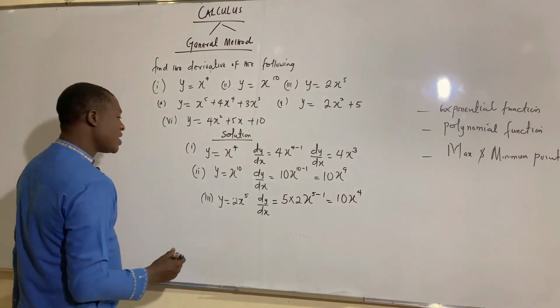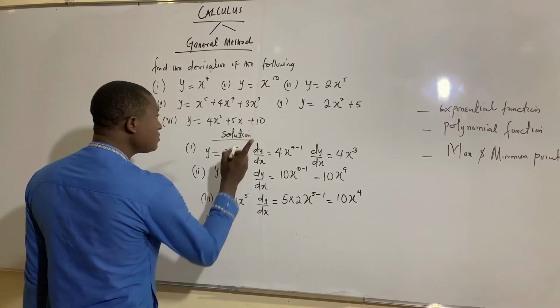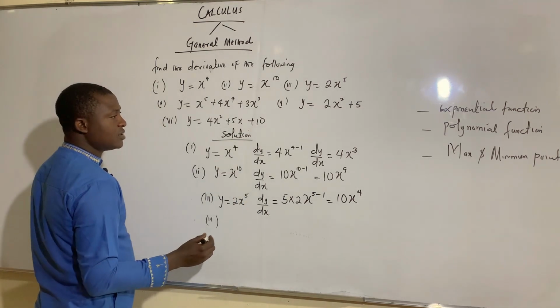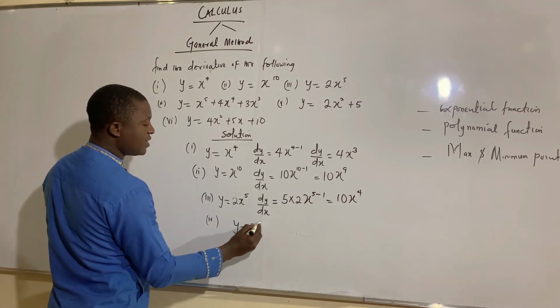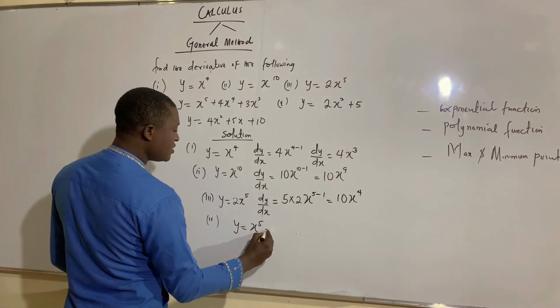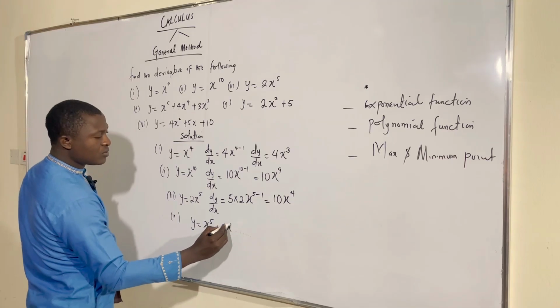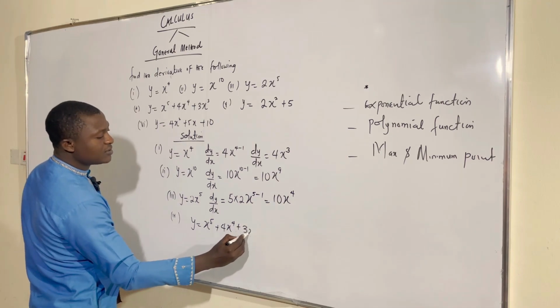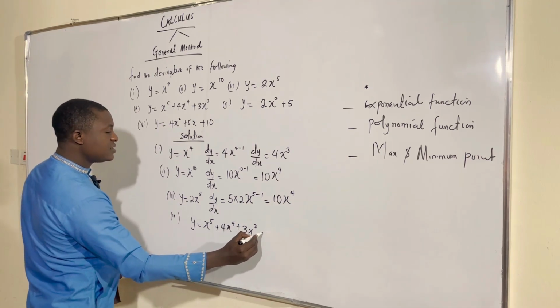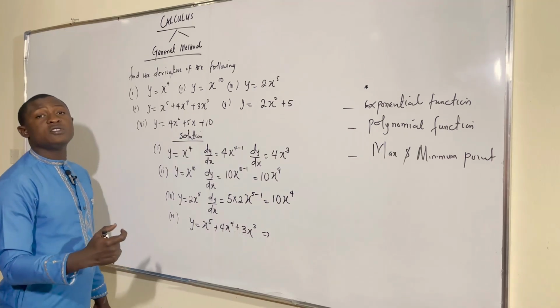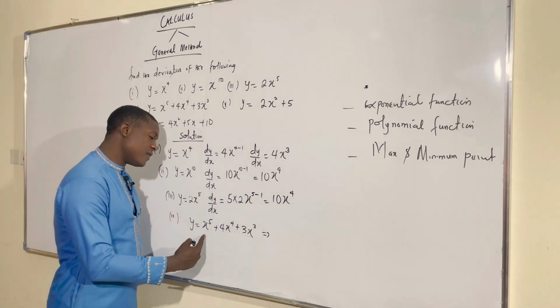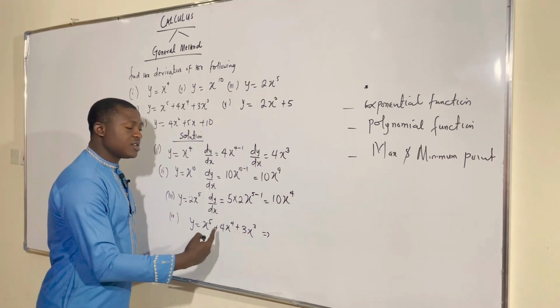Yeah. So let's look at the fourth one. They said we have y is equal to x^5 plus 4x^4, 4 raised to the power of 4, plus 3x raised to the power of 3. You can see in this case, we have 3 terms: 1, 2, 3. Meaning, I will differentiate them one after the other. I will find the differential of the first one, the second one, and the third one.